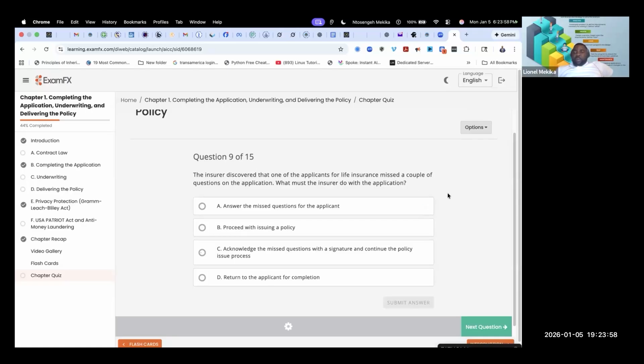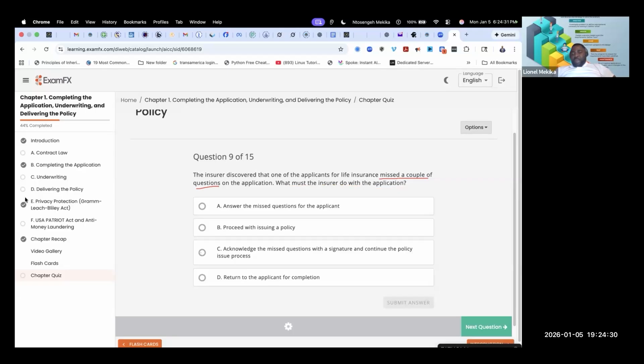So who wants to continue to read from here? Leo, do you want to read? The insurer discovered that one of the applicants for life insurance missed a couple of questions on the application. What must the insurer do with the application? So you don't know. Okay. Clear question, right? After you collect the application, you realize they missed a couple of questions on the application. What must you do with it, right?